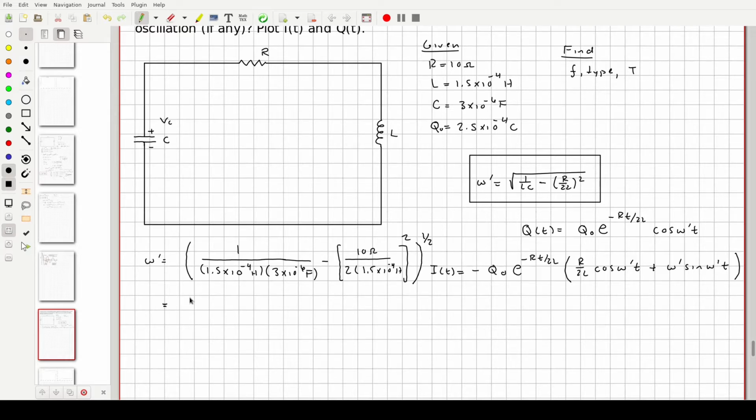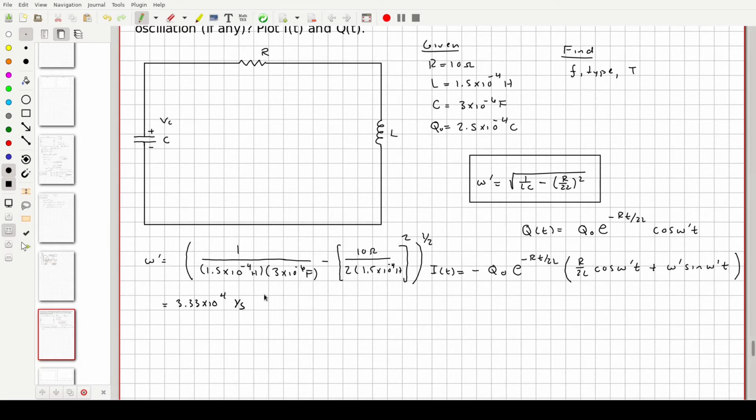Okay, so let's see what omega looks like. It is the square root of 1 divided by 1.5 times 10 to the minus 4th times 3 times 10 to the minus 6, minus 10 divided by 2 times 1.5 times 10 to the minus 4th, and then I have to square that, and then it's all in my square root. Now, when I do this, I get 3.33 times 10 to the 4th radians per second.